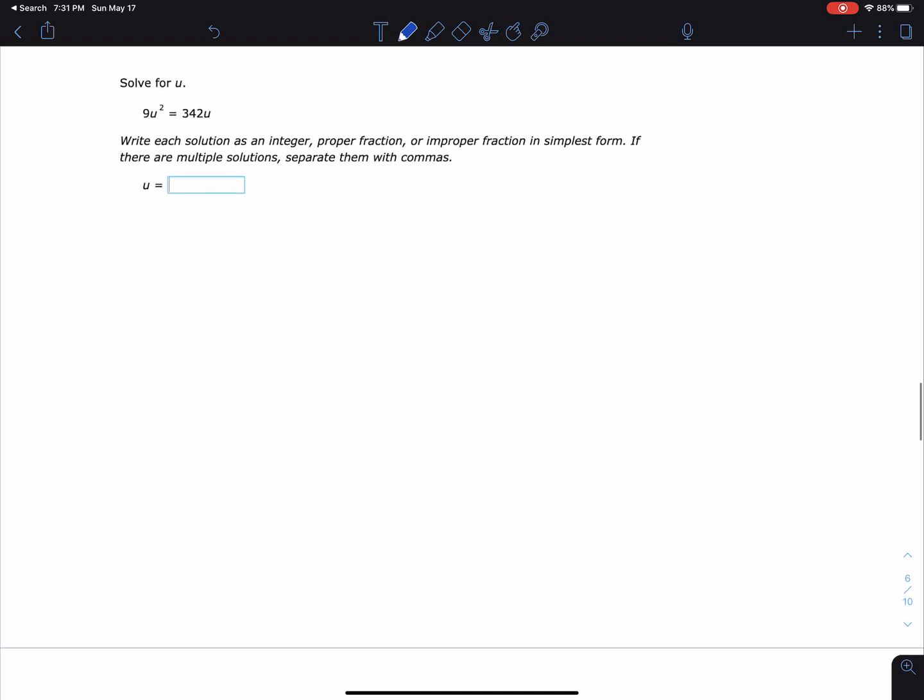Okay, moving right along. Okay, so here we have another one. It's just bigger numbers. Now remember, you always want to make it equal 0, so go ahead and pull one term to the other side. I like to keep my a positive, so I'm going to move the 342. So I'm going to say 9u squared minus 342u equals 0, because I subtracted 342u. Okay, so then my next step would be to factor.